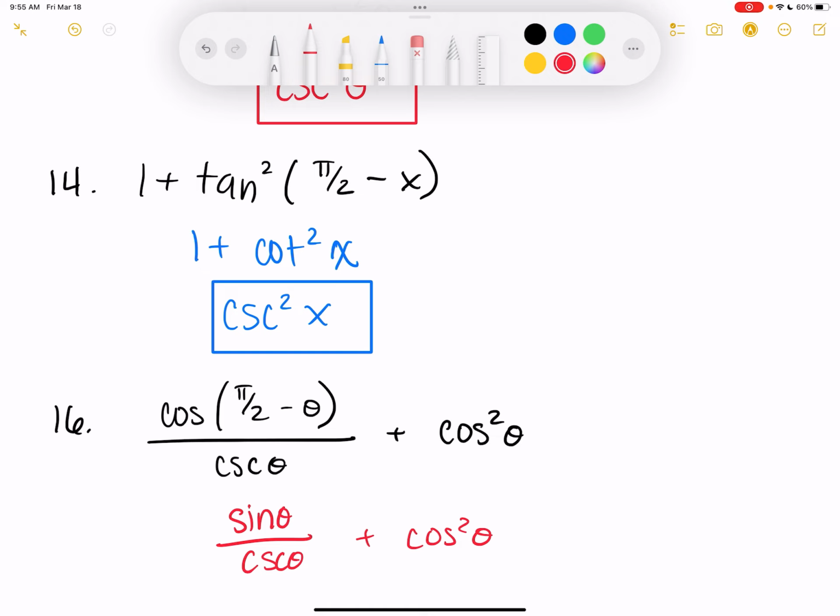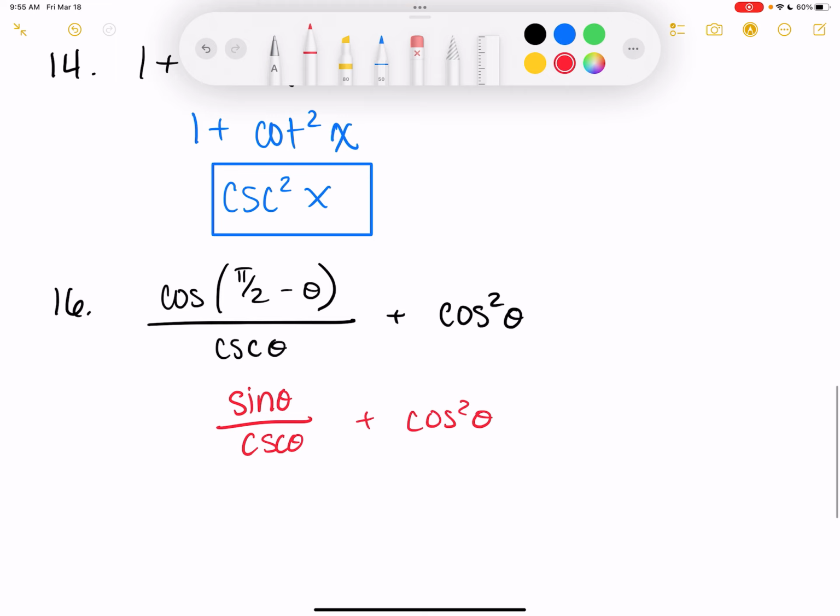Now, look and see if there's anything that would have a similarity of something I can cancel. Well, the cosecant equals 1 over sine. Okay, so I have sine over 1 over sine of theta, and still plus the cosine squared. So then would it equal sine squared? Yep, divide by a fraction, multiply by the reciprocal.